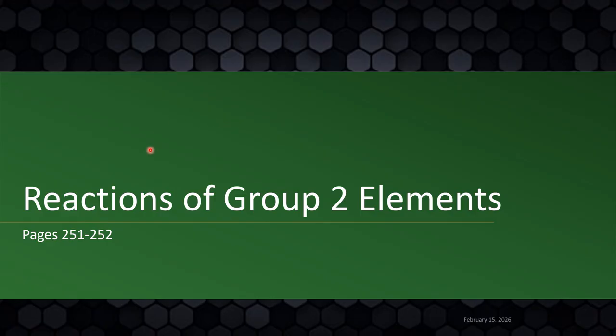Today in this video we're going to look at Chapter 11 Section 2, which is going to focus on the reactions of group 2 elements. This section is mostly going to focus on explaining why the reactions happen the way they do, and then we'll look a little bit at a specific reaction with acids. So let's get started.